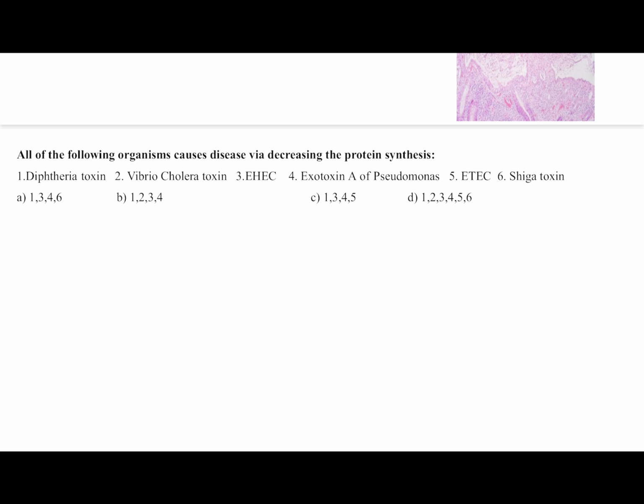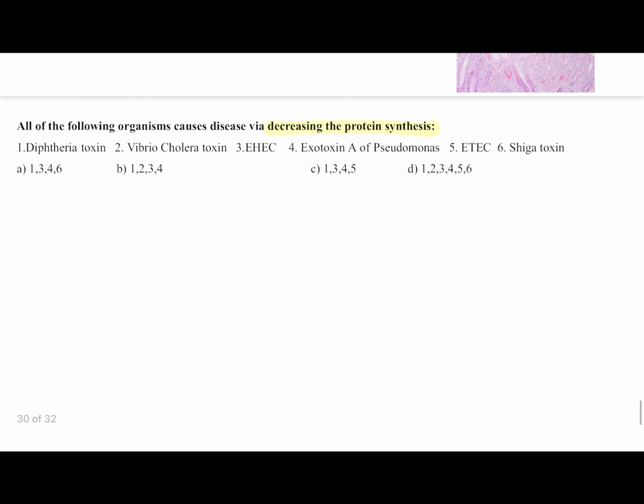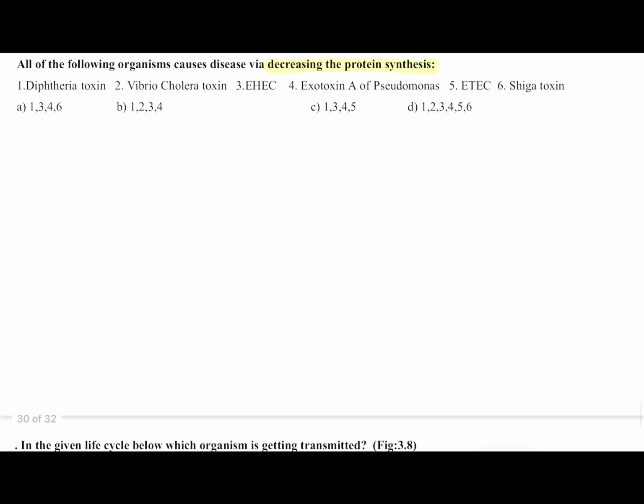Next question is saying, which of the following organisms causes disease by decreasing protein synthesis? These are all the options: diphtheria, Vibrio cholerae, EHEC, and exotoxin A of Pseudomonas, and Shiga toxin. So I will give you a full list of organisms and their mechanism of action. Most of the toxins have A and B parts. The A part is for the action, and the B part is mostly for binding or ADP ribosylation.